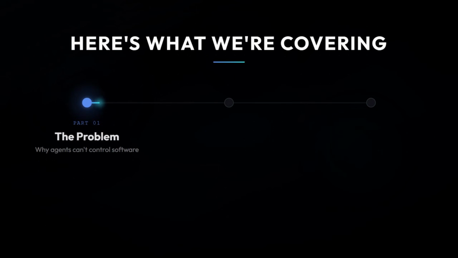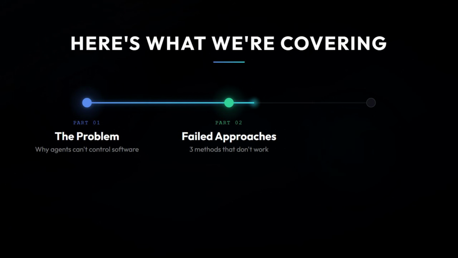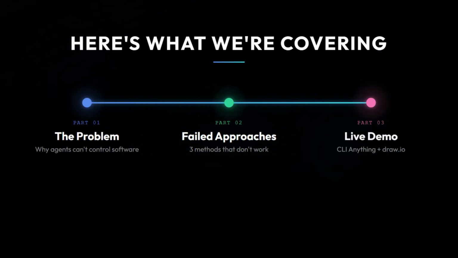Here's what we are covering. First, why your AI agent can't control most software today. And then 3 approaches people have tried that don't really work. Then a live demo where I install CLI-Anything and use it to make draw.io fully controllable by Claude, creating diagrams, styling them, exporting them, all from the terminal.